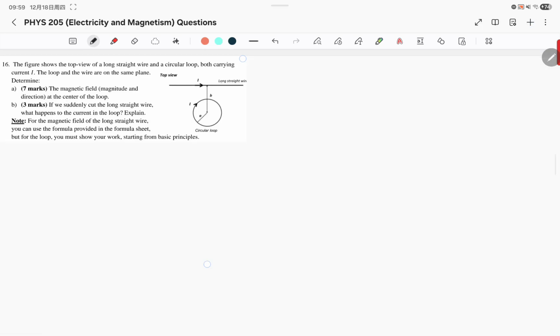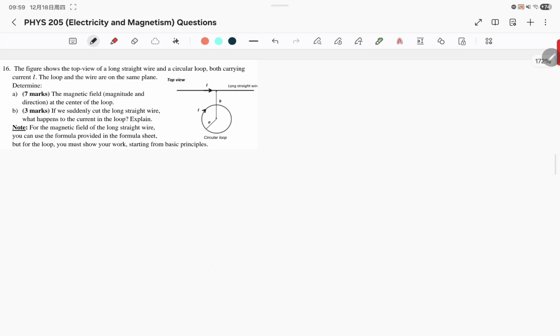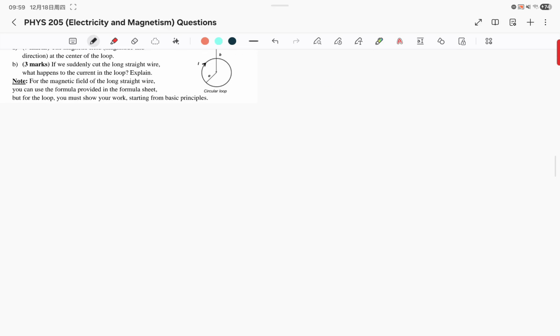Okay, this is a long answer question. The figure shows the top view of a long straight wire and a circular loop, both carrying current I. The loop and the wire are on the same plane. Determine the magnetic field, both magnitude and direction, at the center of the loop. That's question A. The direction of the current is also given in the diagram. So let's do A first.